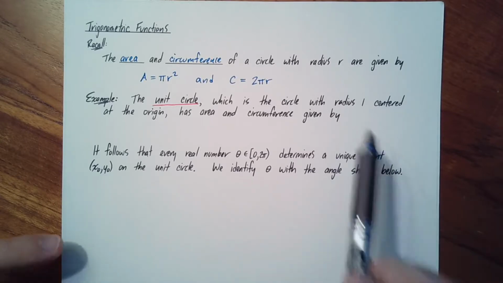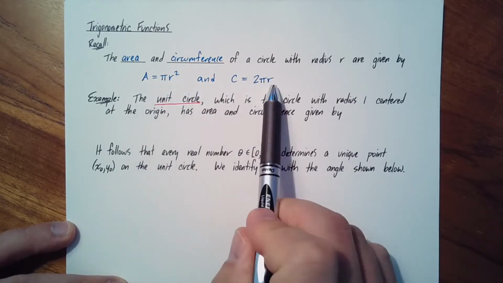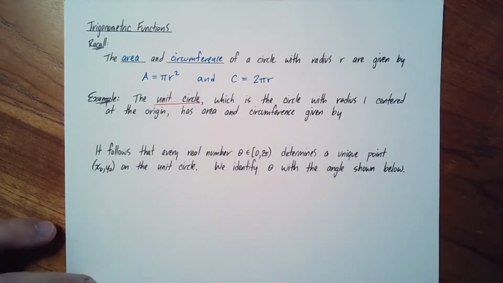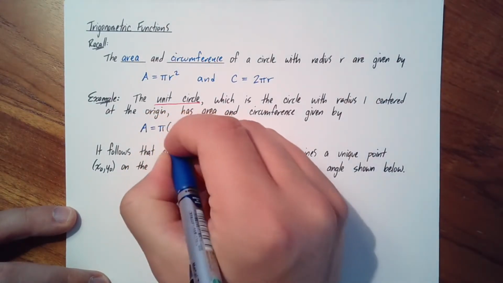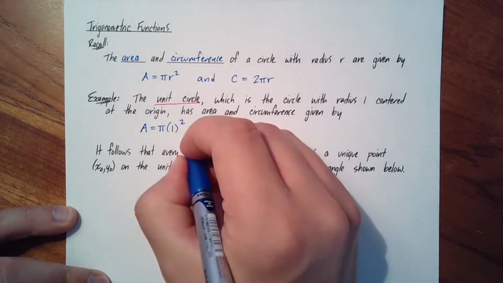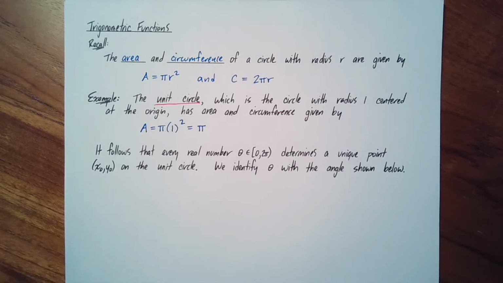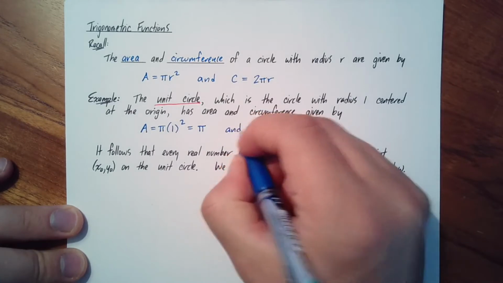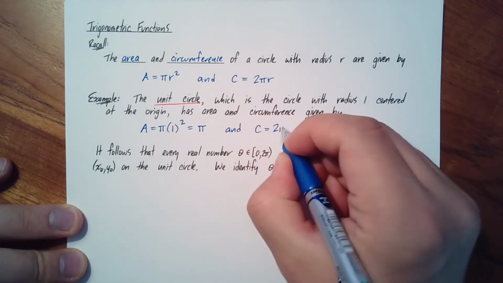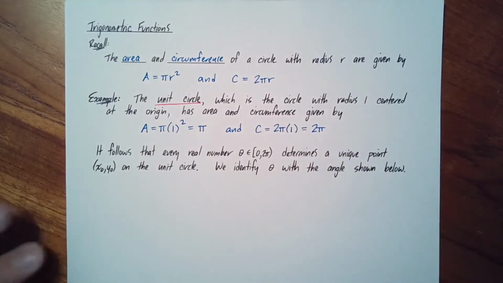Well, in particular then, if its radius is 1, we can calculate the area and the circumference of the unit circle using these two formulas and plugging in 1 for the radius. So the area of the unit circle is going to be given by pi times the radius squared, which is 1. So you're going to have pi times 1 squared, which is just pi times 1. So the area of the unit circle is equal to pi. And the circumference of that circle is going to be 2 times pi times the radius again, which is 1, so it's just going to be 2 pi. So the circumference of the unit circle is equal to 2 pi.